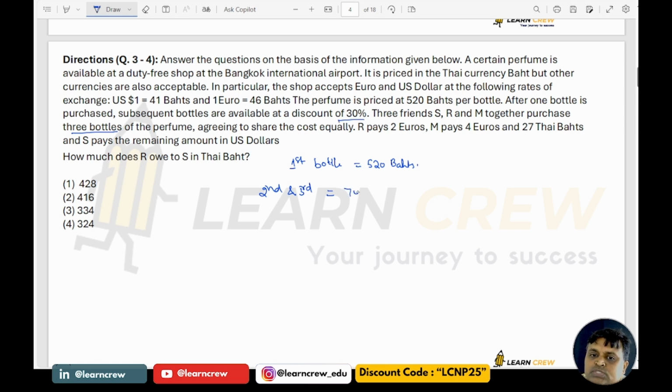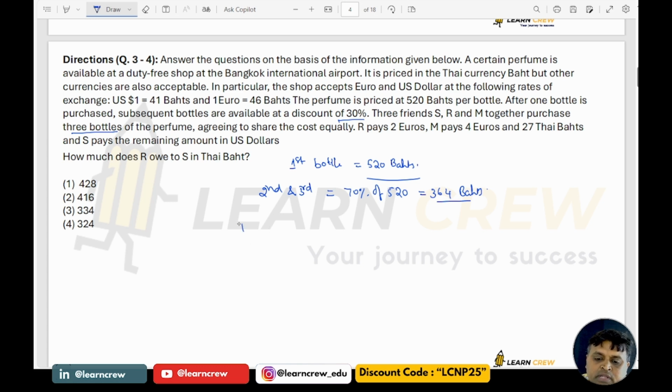30%. So it is sold at 70% of 520. 70% of 520 is 364 bahts. So the cost price of all the three bottles. What is given here? The cost price of all the 3 bottles is how much?